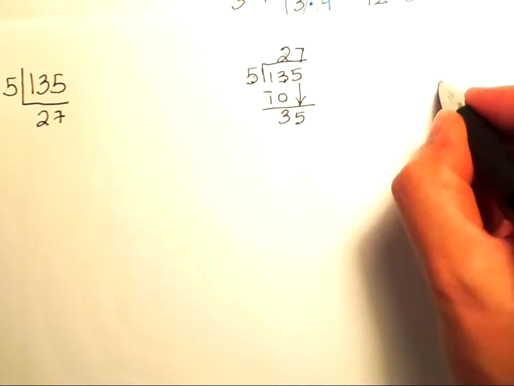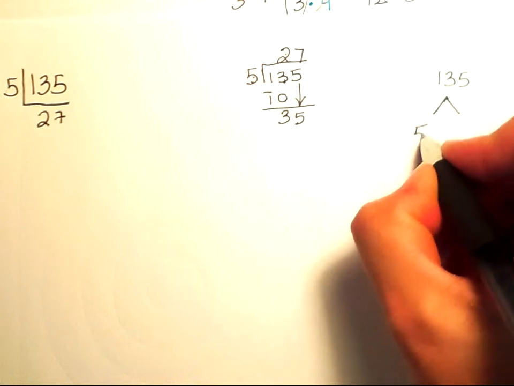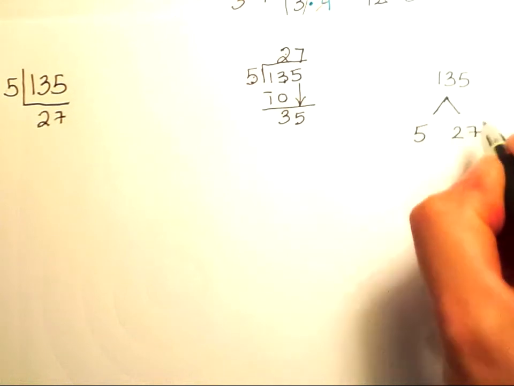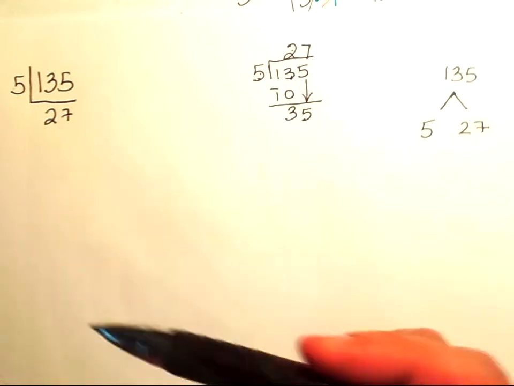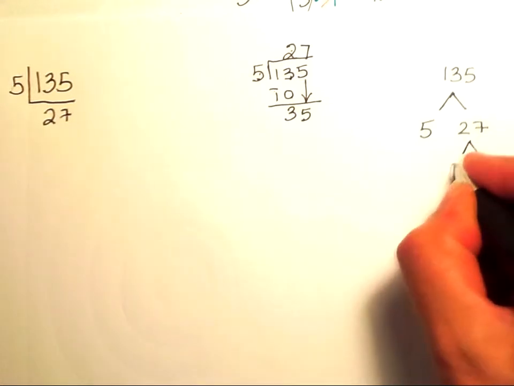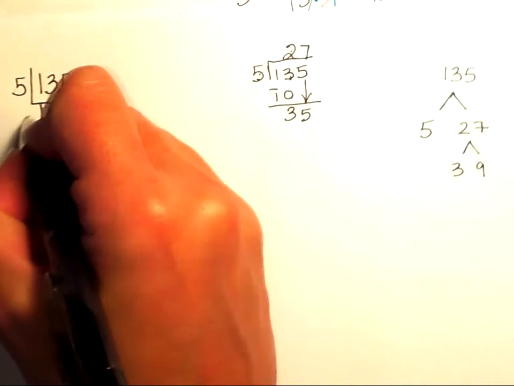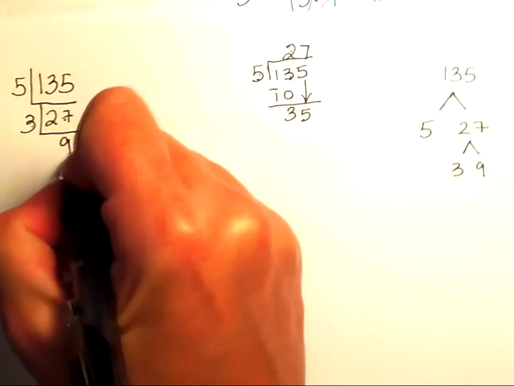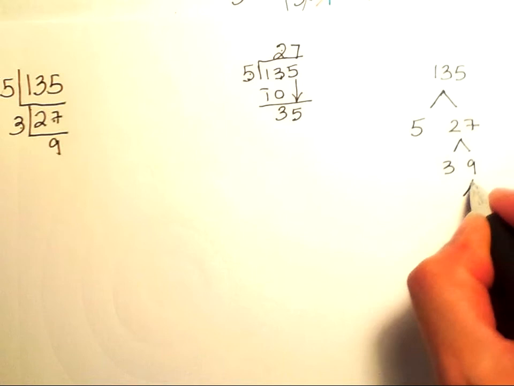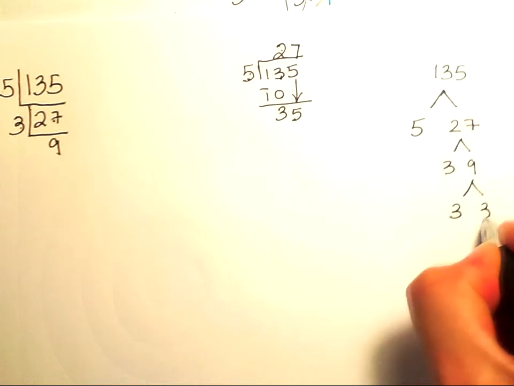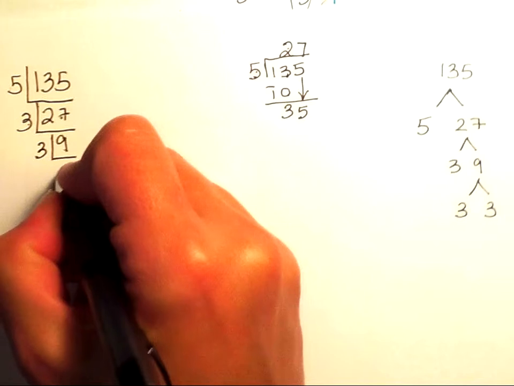If you're doing the factor tree, it would look like 135 is 5 and 27. Now 27 is not prime. I know that 27 is 3 times 9. Okay. So in my version, I would say 3 goes into 27 9 times. And further, I know that 9 is also not prime. It's 3 times 3. So 3 goes into 9 3 times.